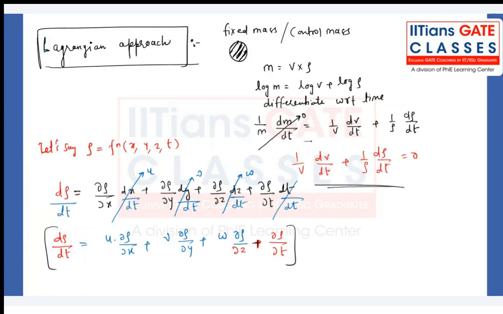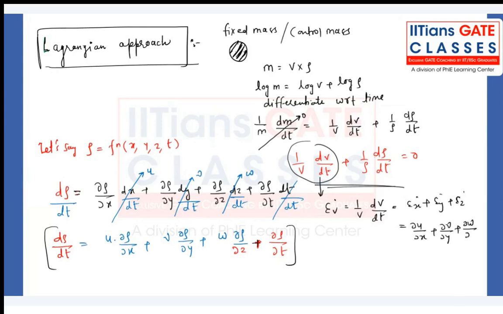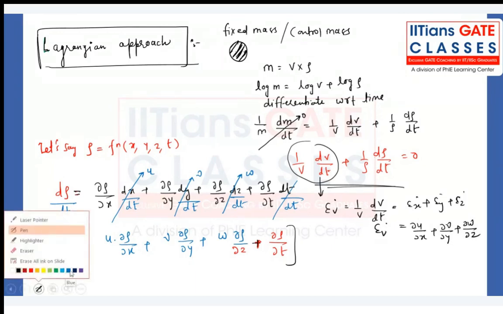What about this term? Volumetric strain rate, 1 upon v dv by dt, that is the summation of linear strain rates: dou u by dou x plus dou v by dou y plus dou omega by dou z. That is the volumetric strain rate. Now make a note of it. Once it is done, let me know.